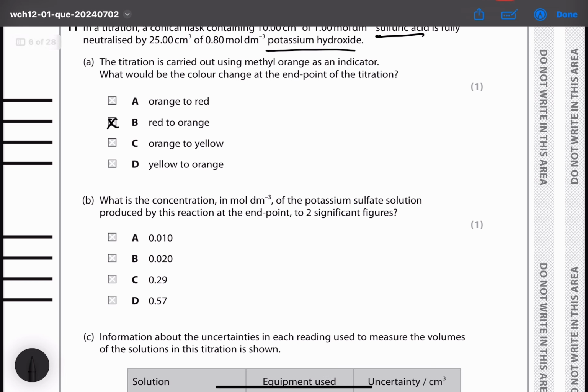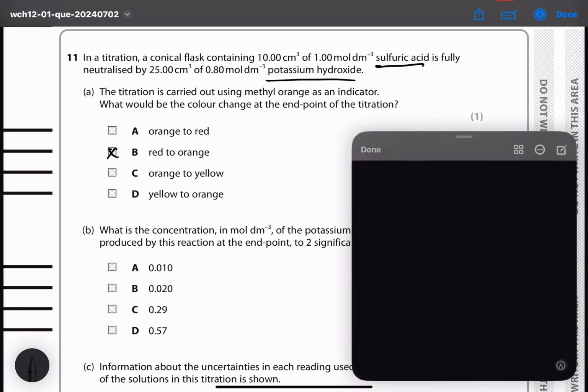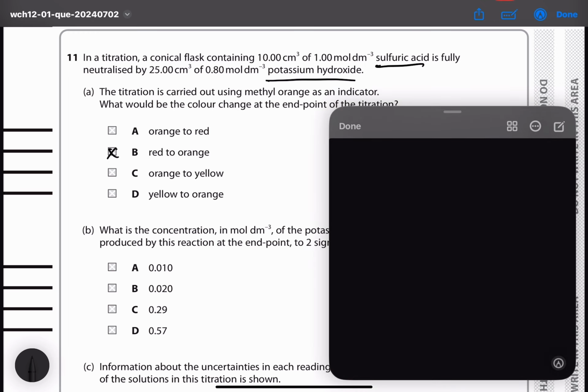What is the concentration in mole per dm cube of potassium sulfate solution produced in this reaction at endpoint? Give two significant figures. So for this, we need to do some calculations. Let's just try to do it right now. So first, we need to find the moles of sulfuric acid. Okay, let's write down the equation first, right? So sulfuric acid is H2SO4 and it reacts with potassium hydroxide, KOH, to give us potassium sulfate, K2SO4, along with H2O. So we need to balance this equation. We need to put a 2 in front of KOH and H2O. So the ratio is 1:2.